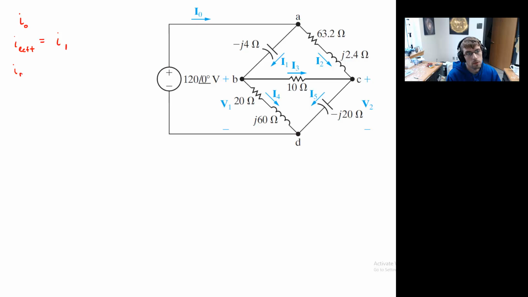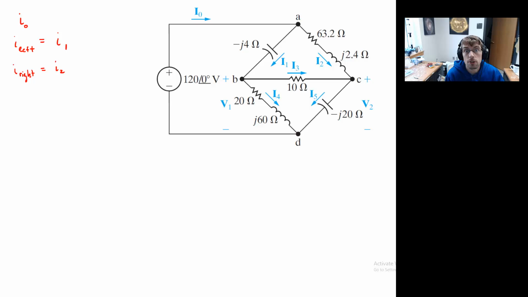And the current right would be I2. Okay. So we're halfway done with the problem.